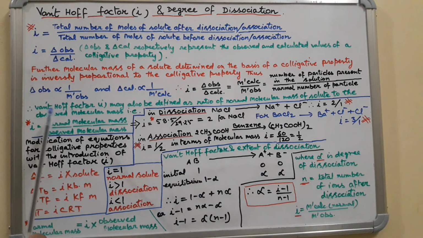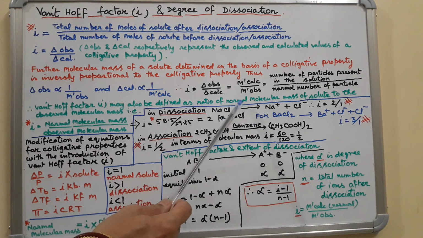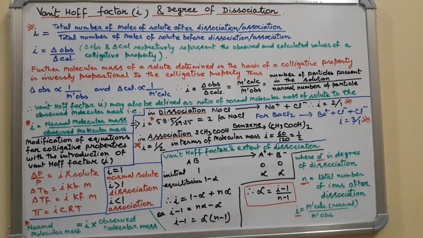Now let's have another definition of the Van 't Hoff factor i. This may also be defined as the ratio of the normal molecular mass of the solute to the observed molecular mass, that is, it is mentioned here. Now let's see, this is something very important. Let's pay attention to this. Modification of equations for colligative properties with the introduction of the Van 't Hoff factor i.